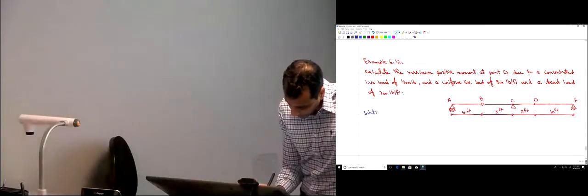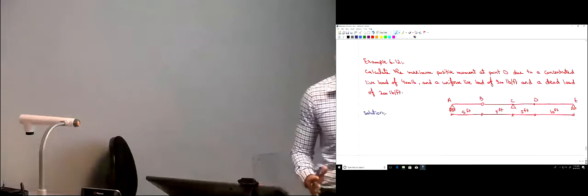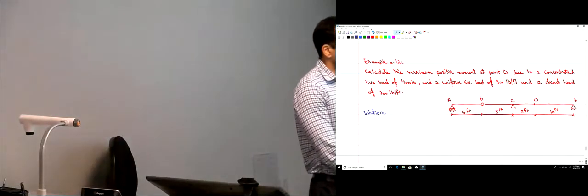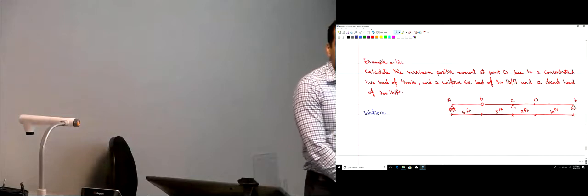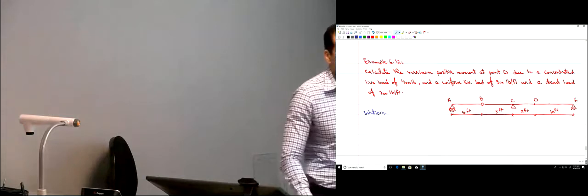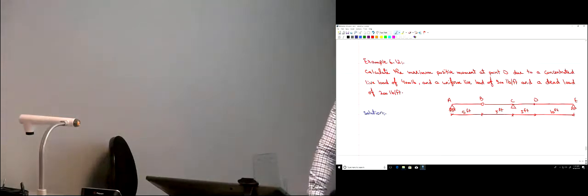So let's see here, what are we required to do? There is a dead load applied on this beam of 200 pounds per foot. Where is the dead load applied? Everywhere. The dead load mainly comes from the weight of the structure. The weight of the structure is everywhere. So it's 200 pounds per foot everywhere.